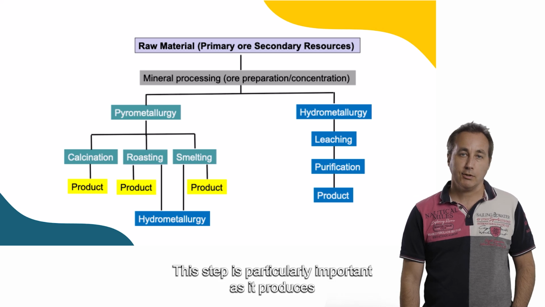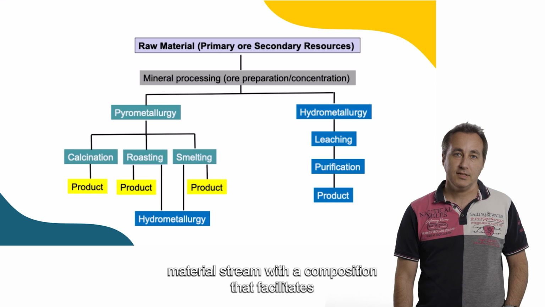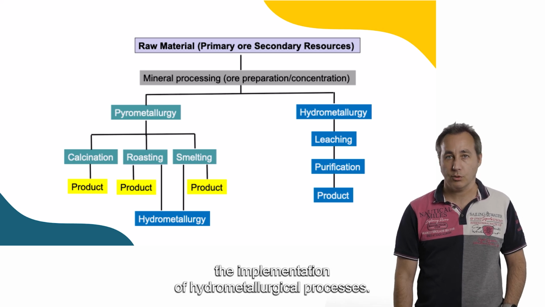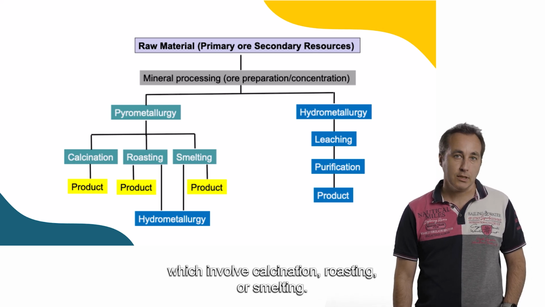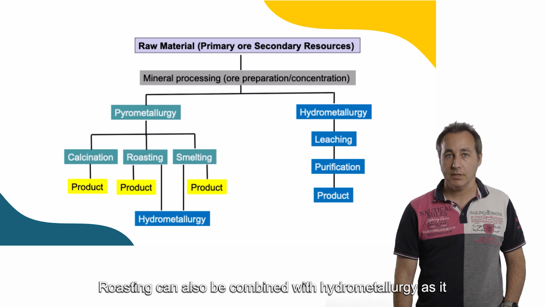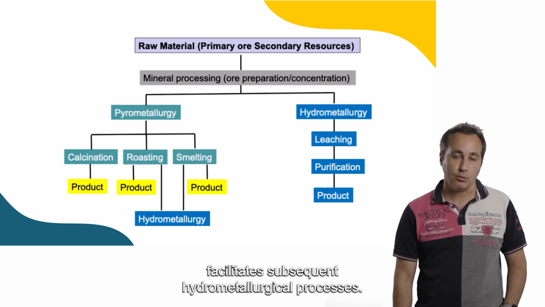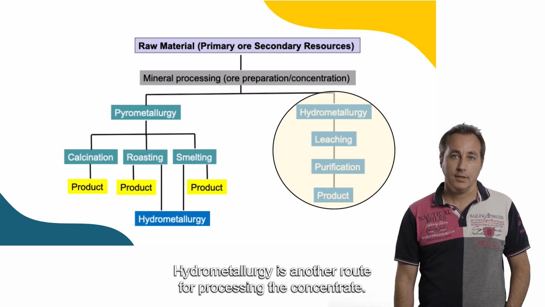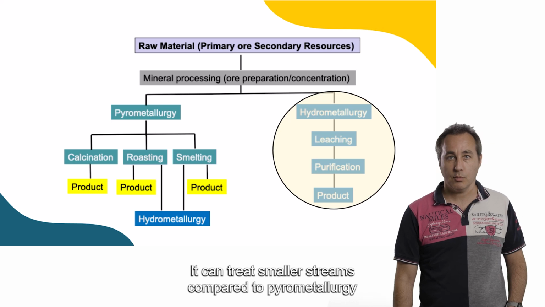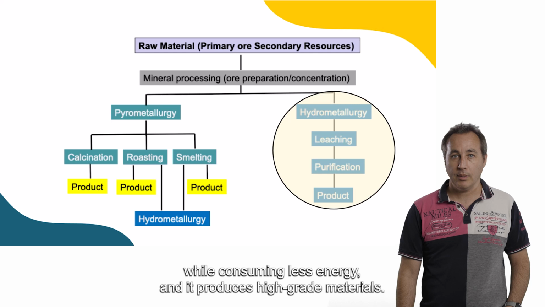This step is particularly important as it produces a material stream with a composition that facilitates the implementation of hydrometallurgical processes. Next, the concentrate can be processed using pyrometallurgy, which involves calcination, roasting, or smelting. Roasting can also be combined with hydrometallurgy as it facilitates subsequent hydrometallurgical processes. Hydrometallurgy is another route for processing the concentrate. It can treat smaller streams compared to pyrometallurgy while consuming less energy, and it produces high-grade materials.